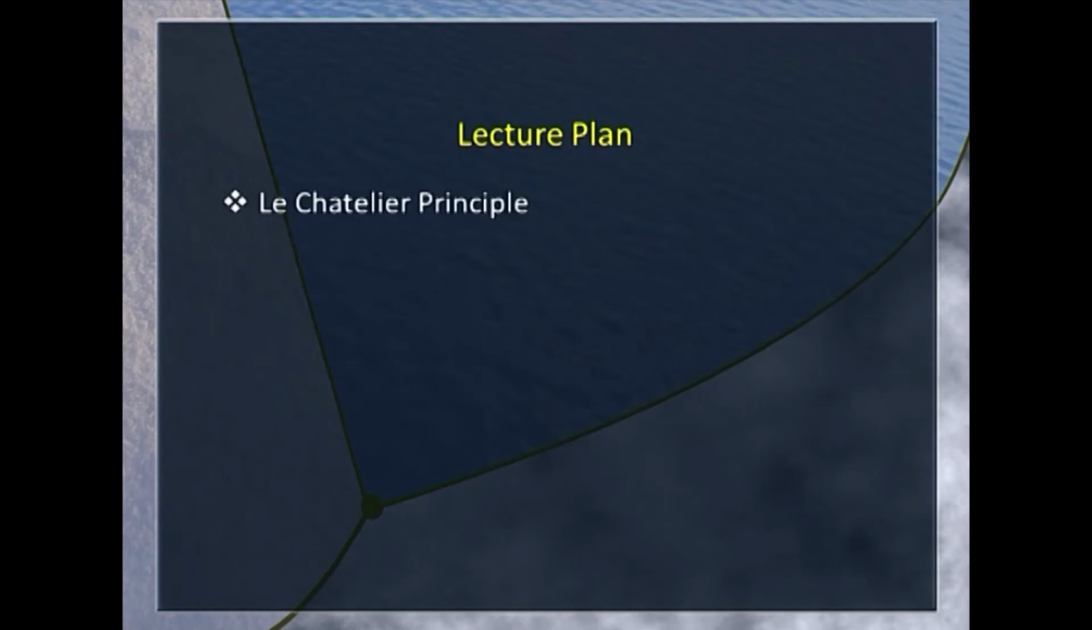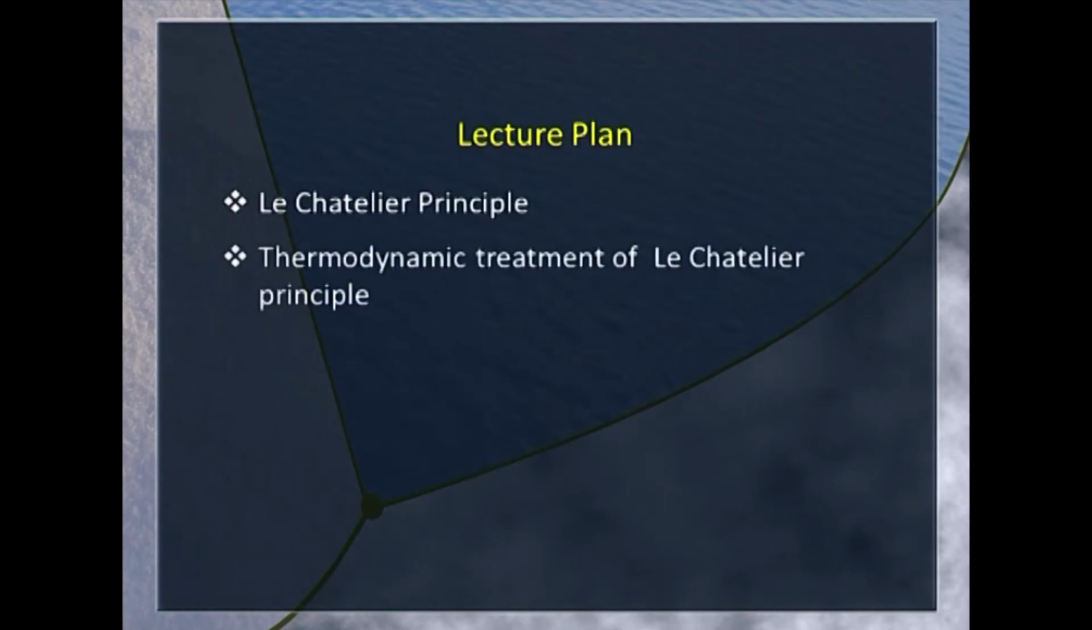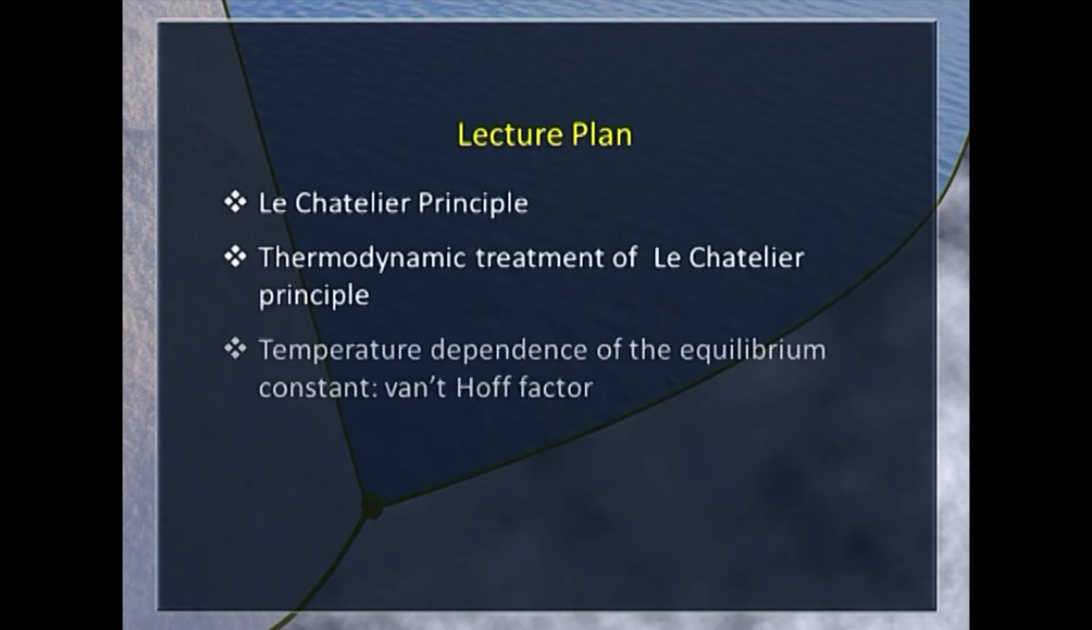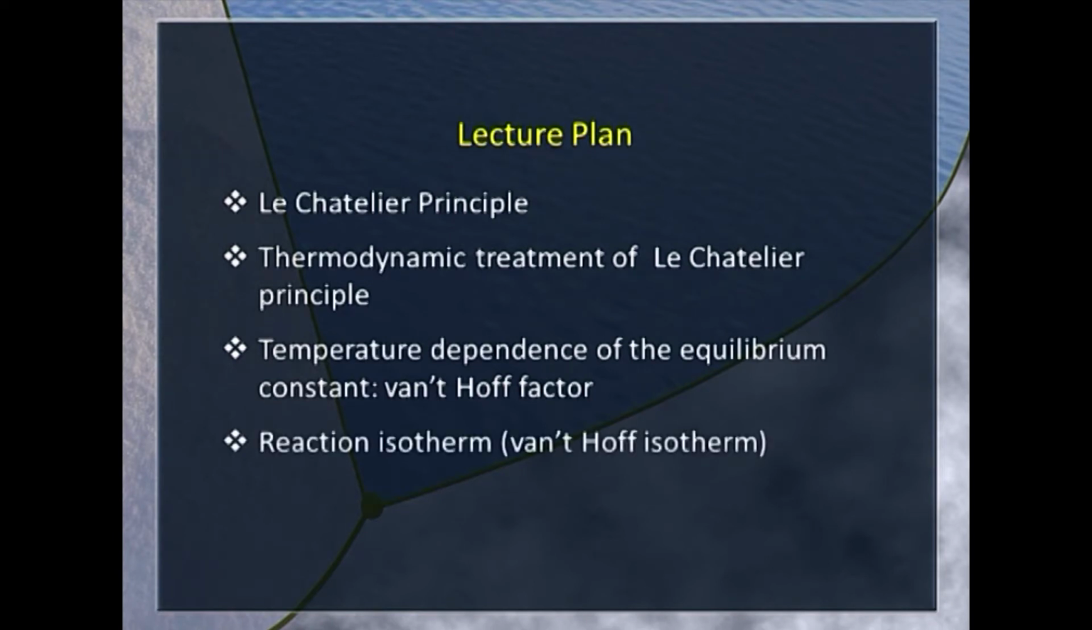In this episode, we are going to talk about a very fundamental principle, Le Chatelier's principle, and how to treat this principle thermodynamically. Then the temperature dependence of chemical equilibrium, that is van't Hoff factor, what is van't Hoff isotherm, and we are going to talk about the Clapeyron equation as the last part of this episode.